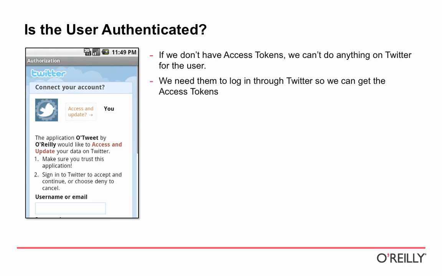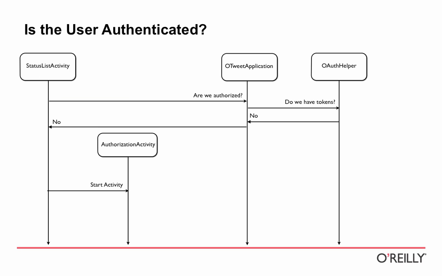Basically, we're going to take the case where we don't have access tokens for the user to be the case where the user is not authenticated. So we need to get those tokens. If we don't have them, then we're going to go into the authorization flow or authentication. So the flow will be kind of like this in another simple sequence diagram here.